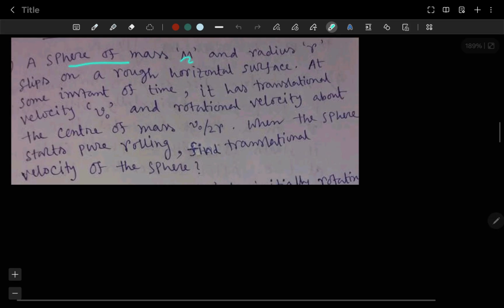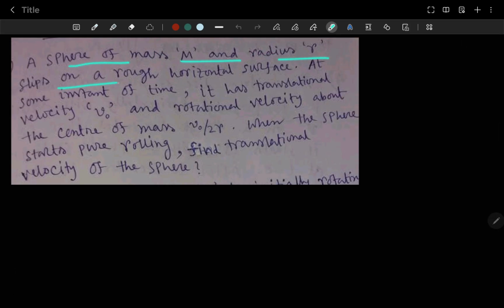A sphere of mass m and radius r slips on a rough horizontal surface. At some instant of time, it has translational velocity v0 and rotational velocity about the center of mass v0 by 2r. When the sphere starts pure rolling, find the translational velocity of the sphere. Okay, so how to do this problem?